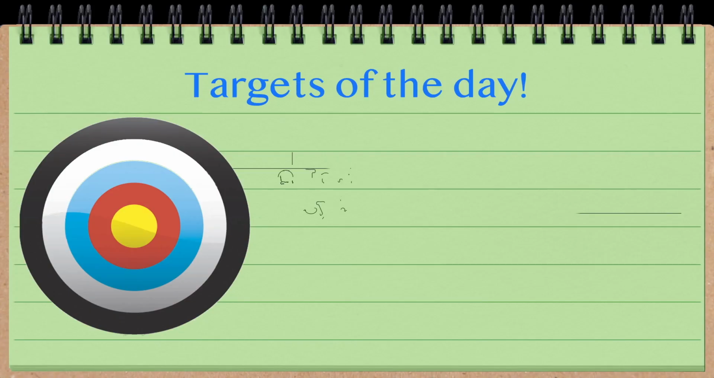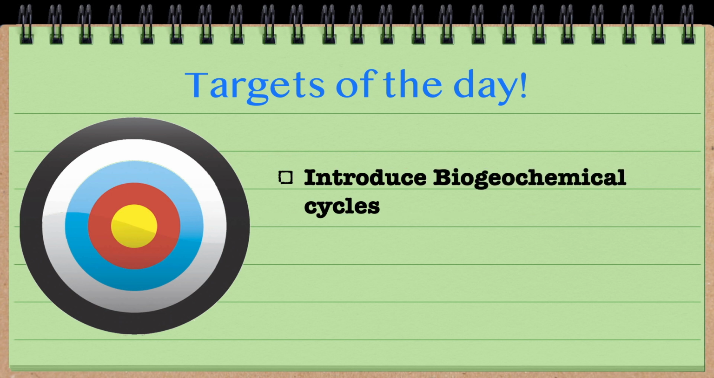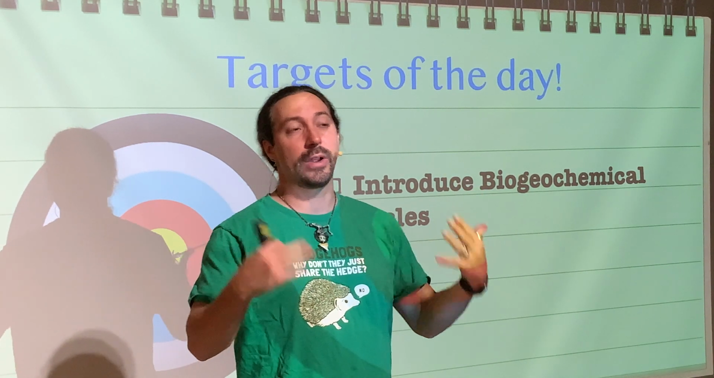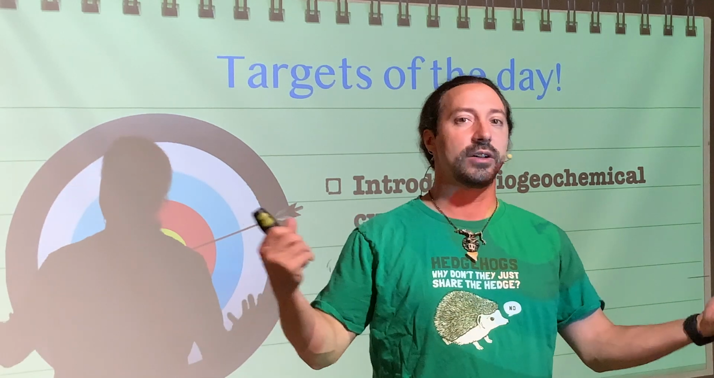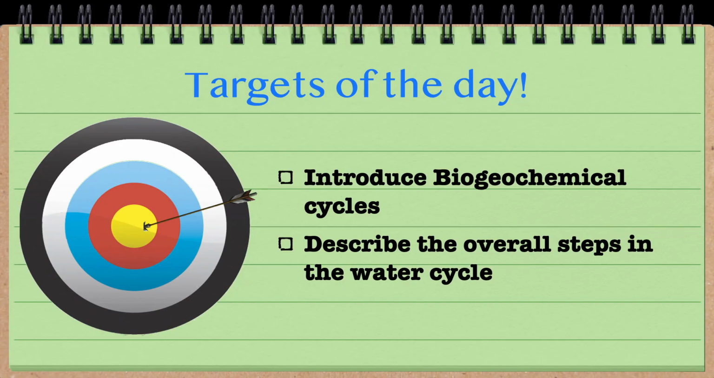Targets of the day. One is that we are going to introduce biogeochemical cycles. We are going to look a little bit at what they are, and we are going to introduce the different ones that we are going to go over in the next few units, and then we are going to go over the water cycle. We are looking at the overall steps that will take place in the water cycle today.